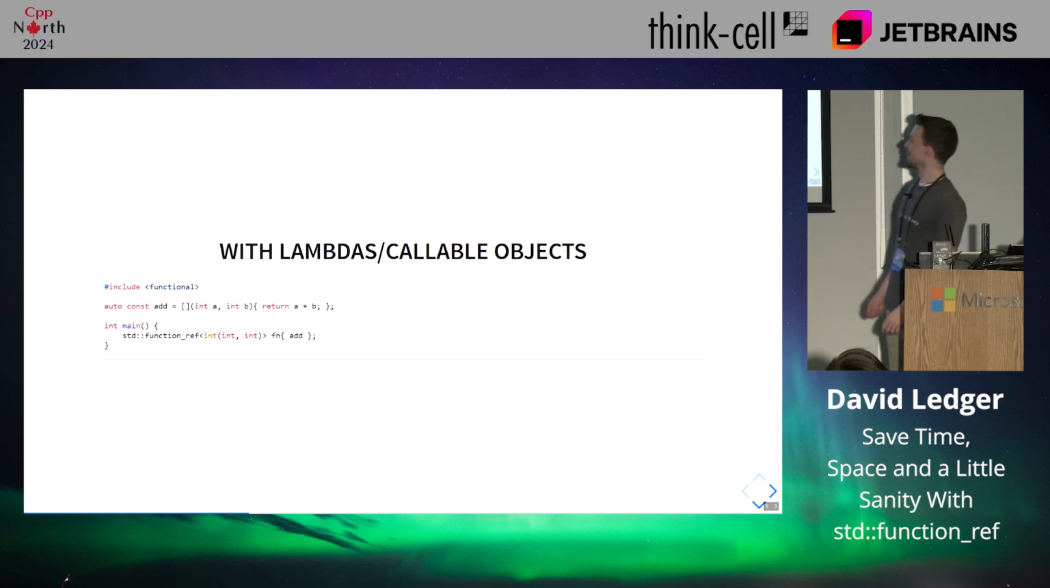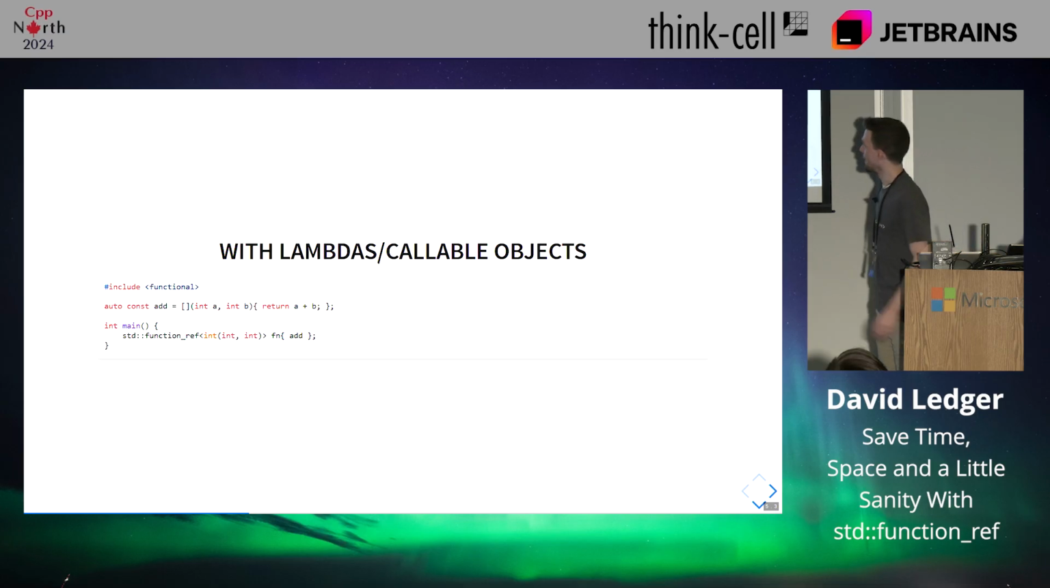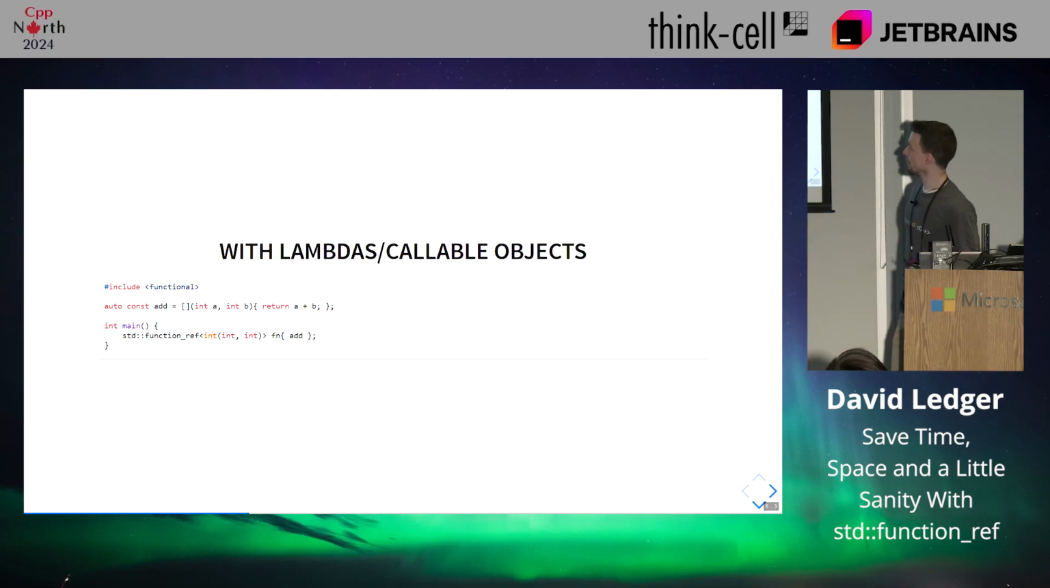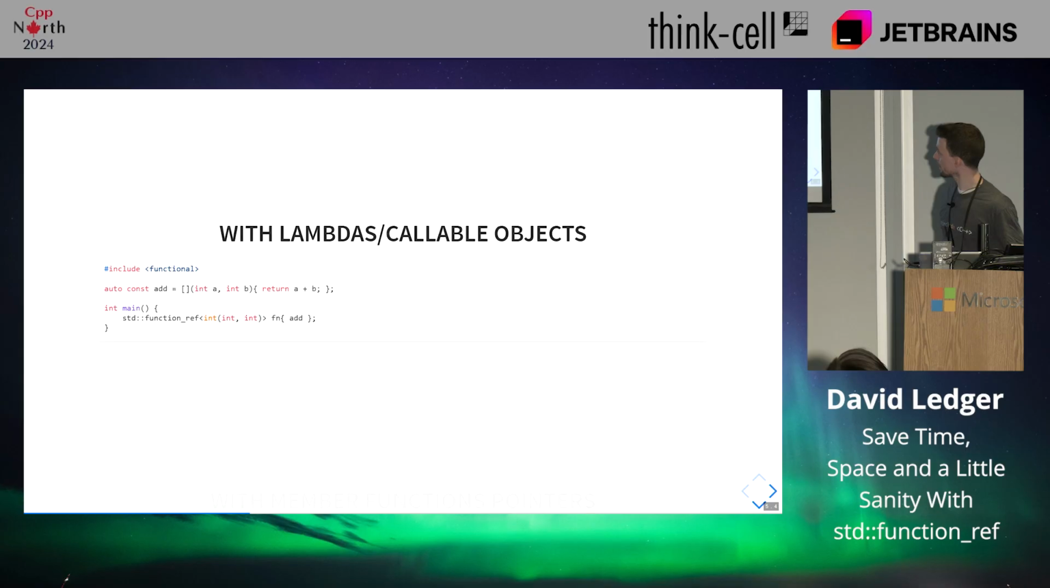You can also construct with a lambda or a callable object. If you have an object that has the overloaded call operator, this is equivalent. Just pass them in as a reference, and you can get your standard function reference.